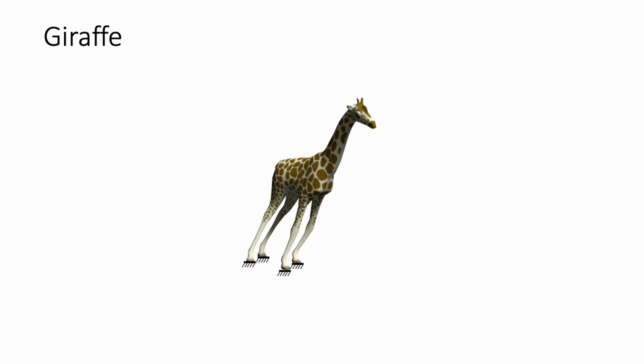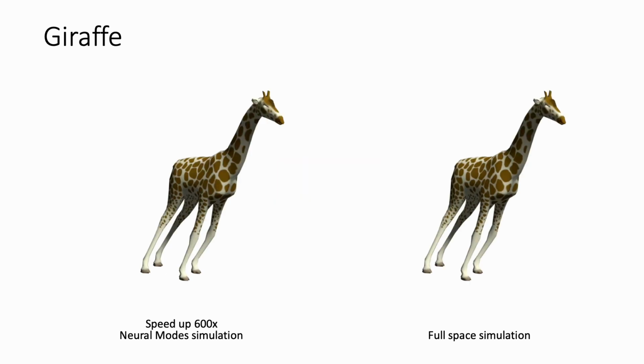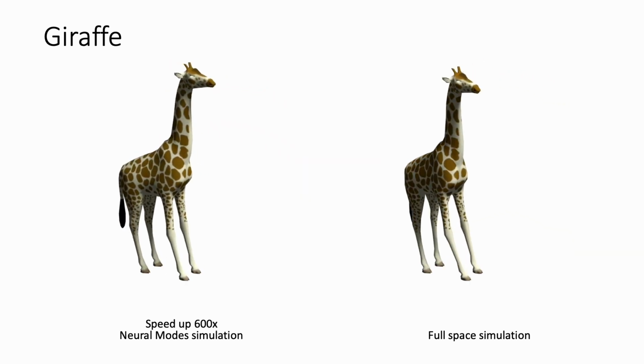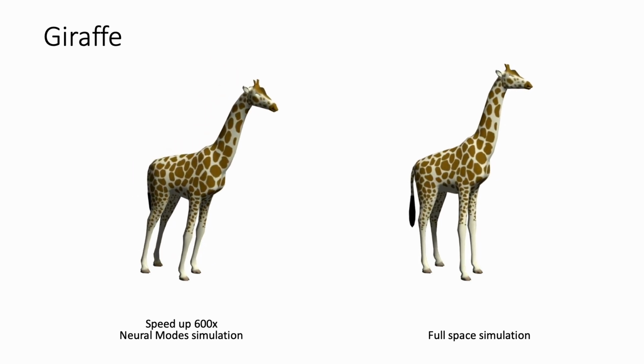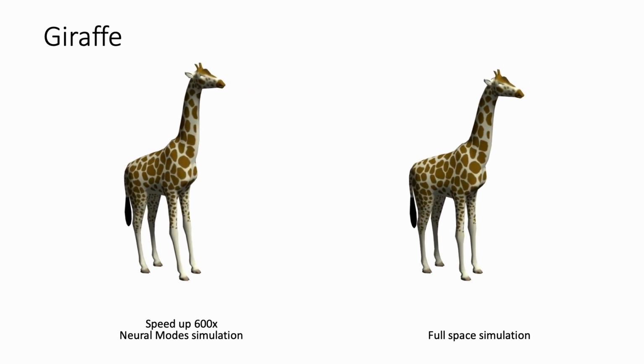We set up the giraffe model in a rotated initial pose and then simulate the recovery process. Our neural modes produce plausible motions that are qualitatively similar to the full space simulation while speeding up computation time by a factor of 600.